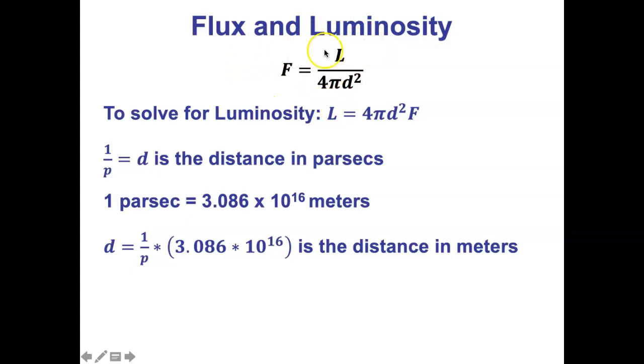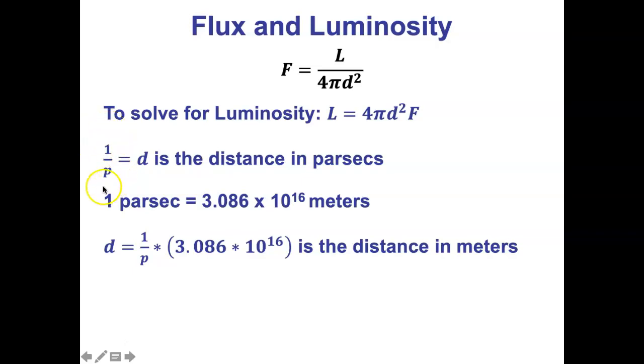Let's rearrange this algebra and solve for the luminosity, right? Because that's what we want to find out. We want to find out what's the real luminosity of this star. So the luminosity is just 4 pi distance squared times flux. Okay. We know, or we can figure out what the distance is because the distance is 1 over the parallax.